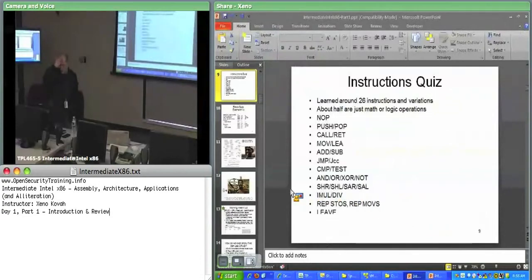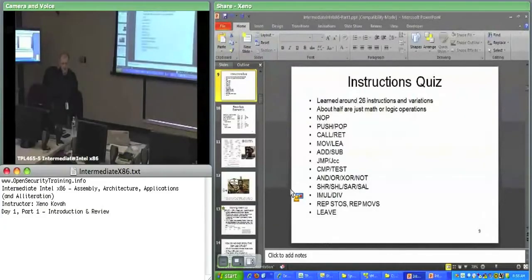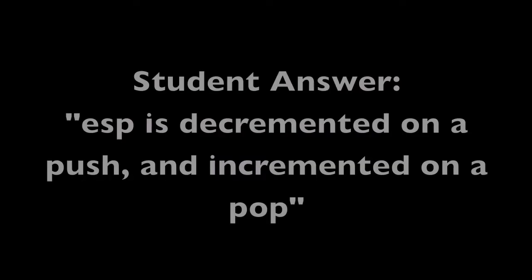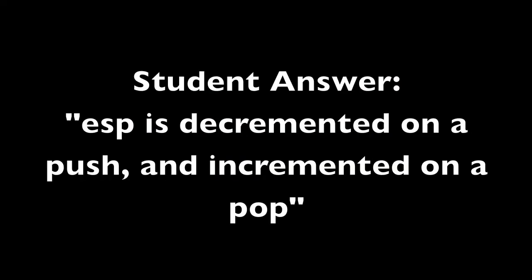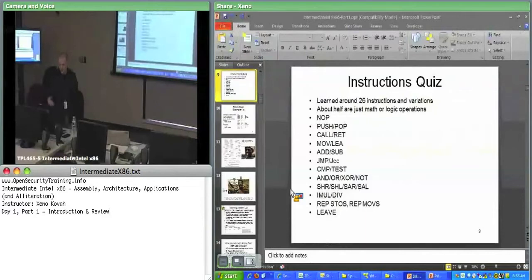All right, push and pop. So what are the side effects of adding a value to the stack and removing it? Side effects in terms of changes to registers. Remember that the stack grows towards low addresses, so on pushes, you're putting something on the stack and moving the ESP lower, so it's decremented. When you pop something off the stack, the stack is getting smaller, going towards higher addresses, and so ESP is incremented.